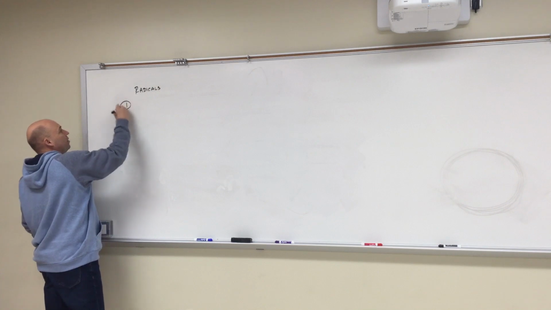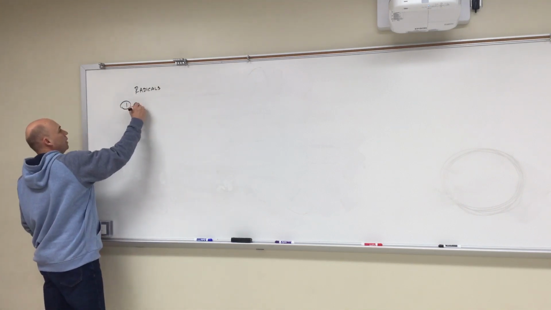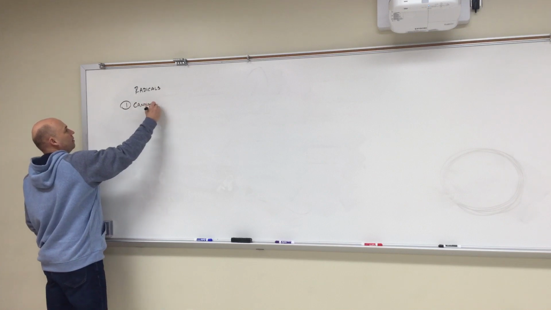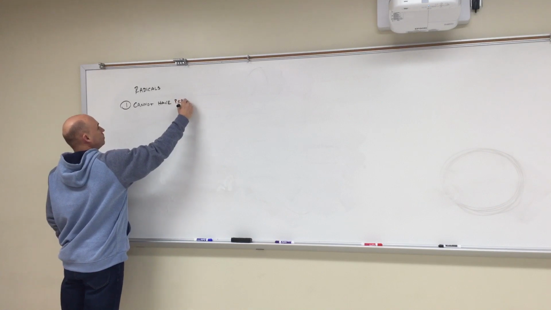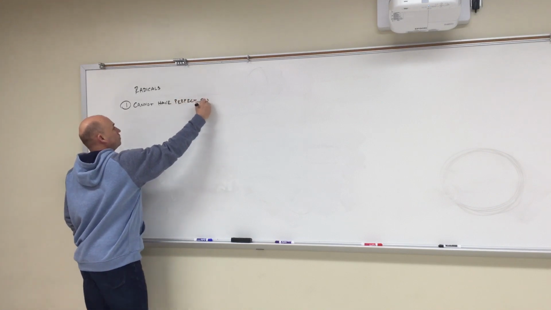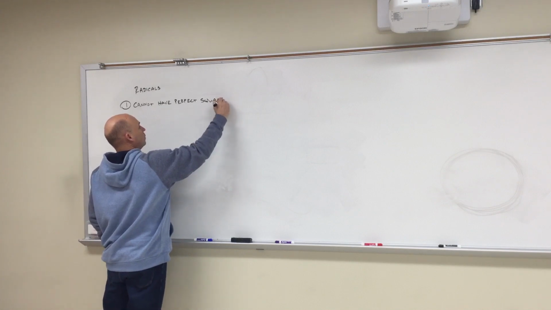The first rule is you can't have a perfect square under the radical.